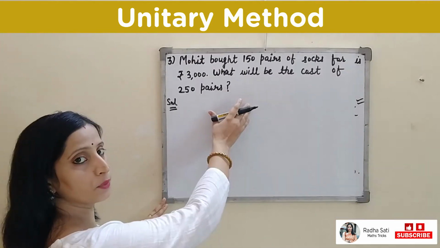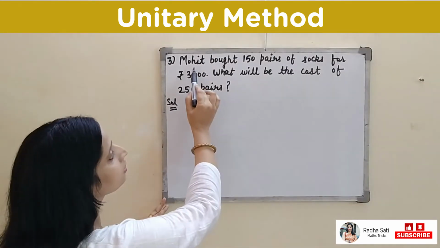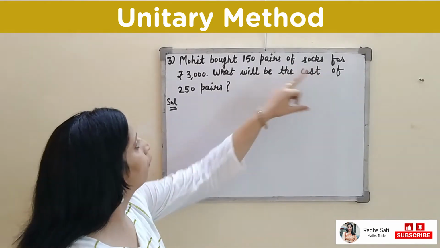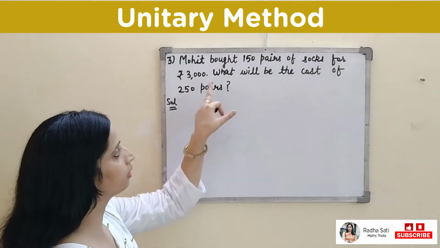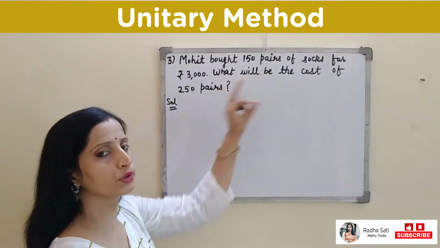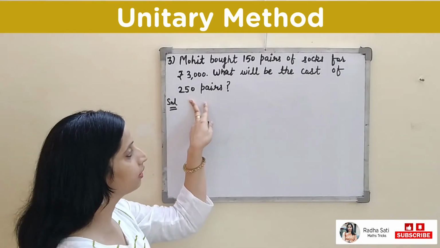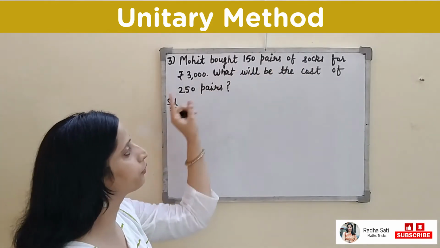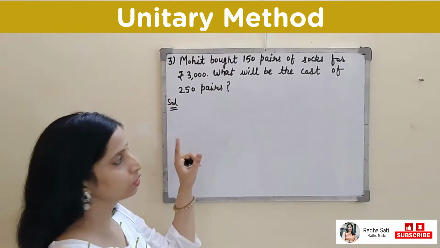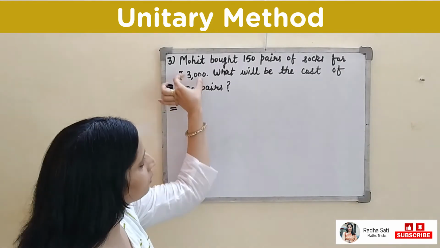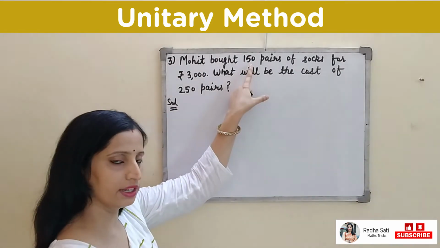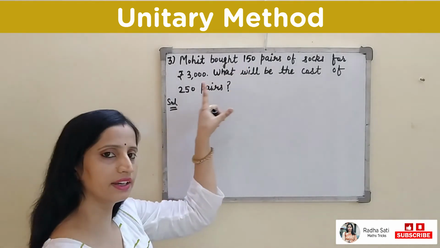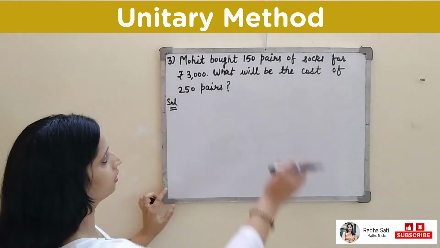Okay, let's do one more example. So the question is, Mohit bought 150 pairs of socks for rupees 3000. What will be the cost of 250 pairs? This means first we have to find out the cost of one pair of socks. So for this we will divide 3000 by 150 and then whatever will be your answer, we will multiply 250 by that number. Okay, understood?